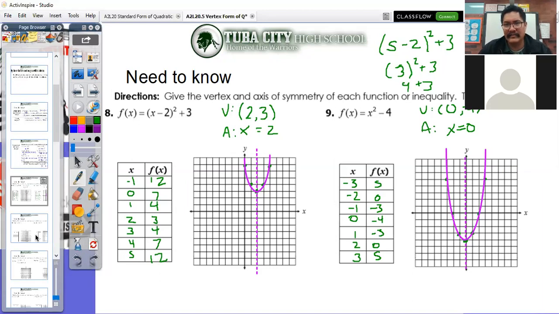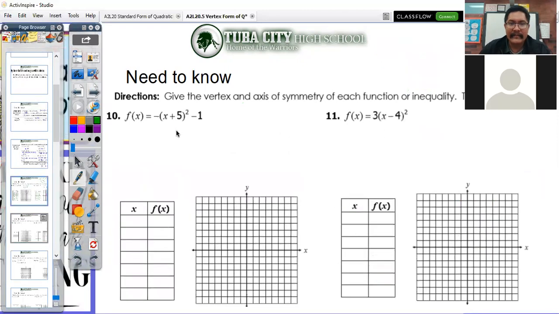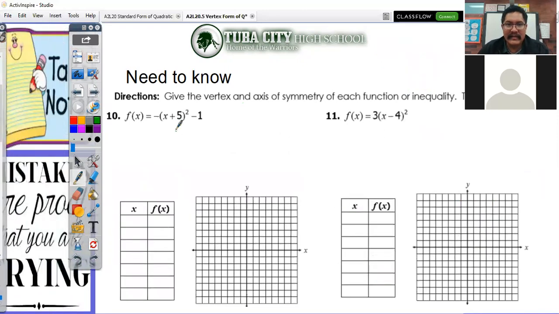Okay, that was actually kind of fast on that one. All right, so let's go ahead and do this one here. Give the vertex and axis of symmetry of each function or inequality and then graph.